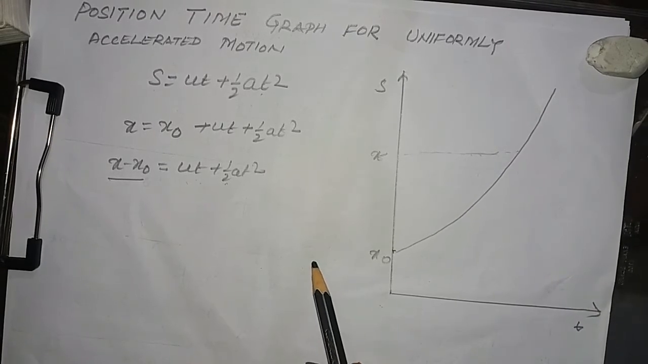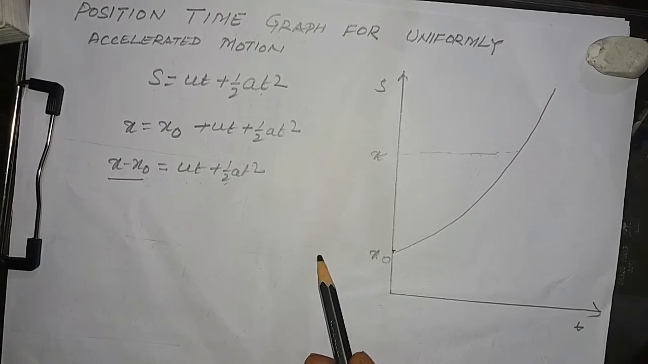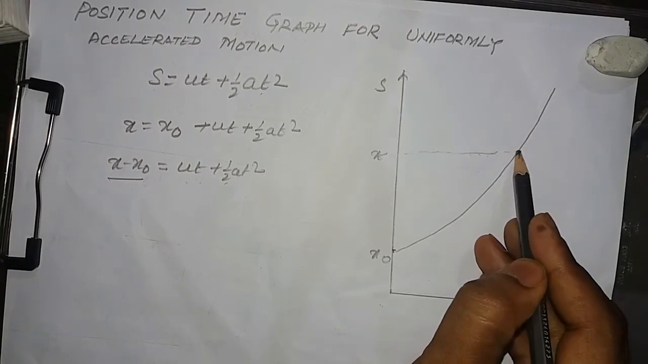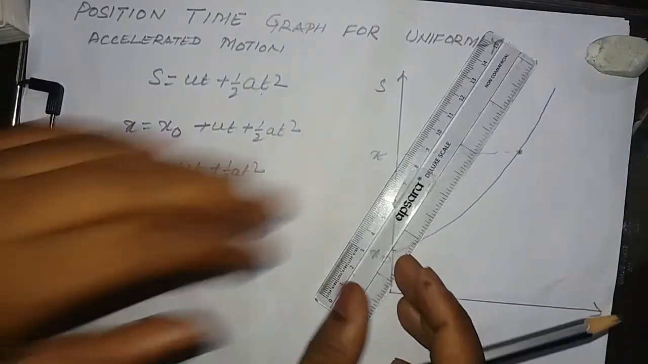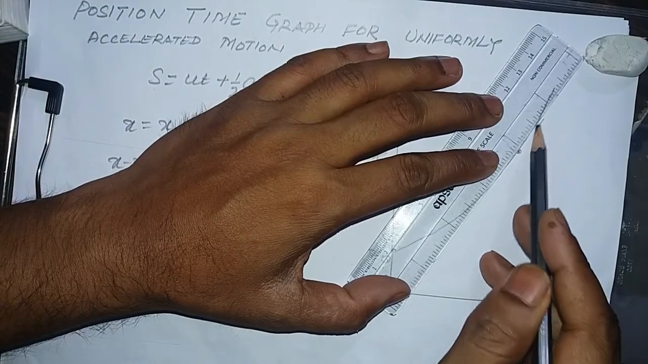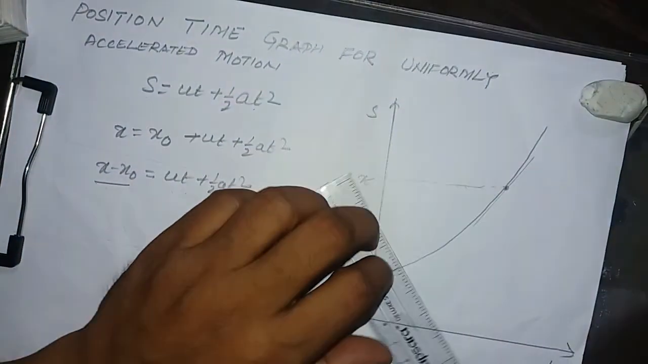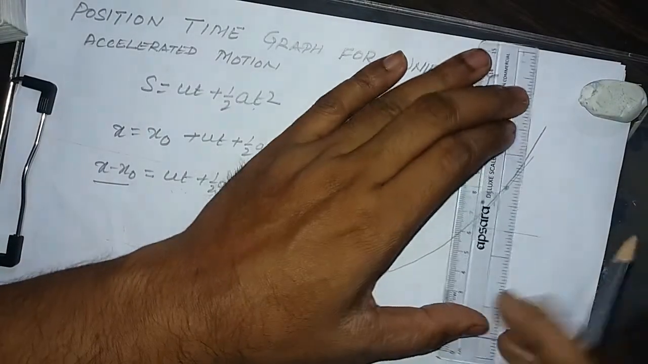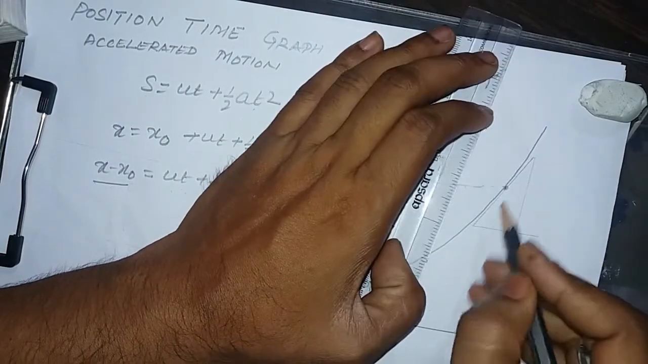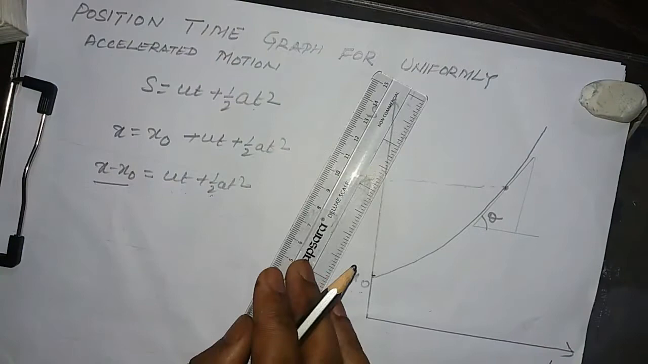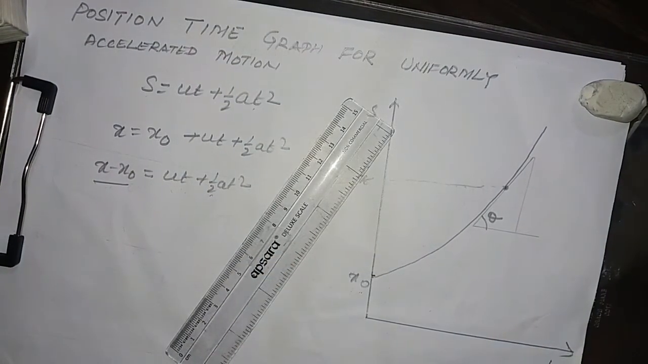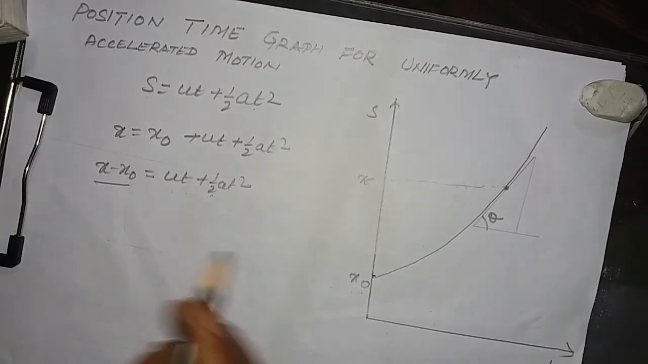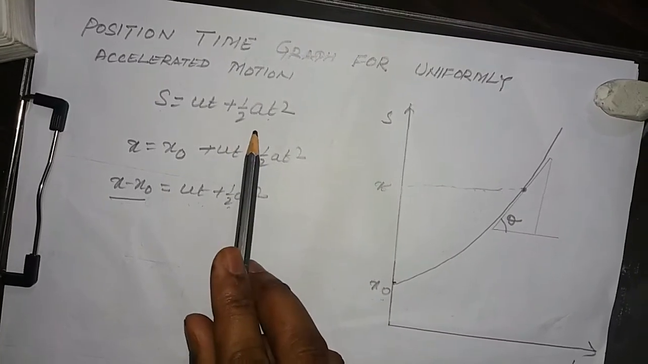And the slope of the position time graph will give you the velocity at that time. If I want to calculate the velocity at this point, what do I have to do? I will simply draw a tangent and find the slope, and the slope will give the velocity of the particle at that time. So this was the graph of uniformly accelerated motion.